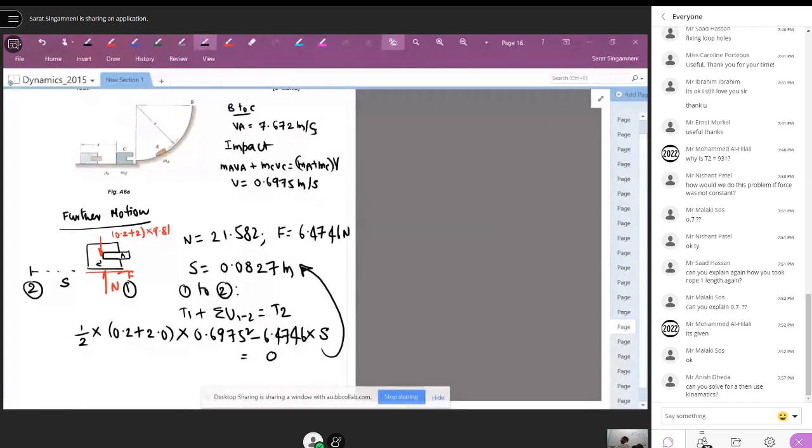That is A6A. Can you solve for A, then use kinematics? How? Why? You can, but why? This is easier. Any other question?